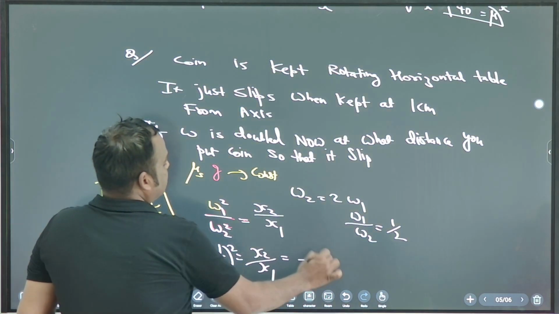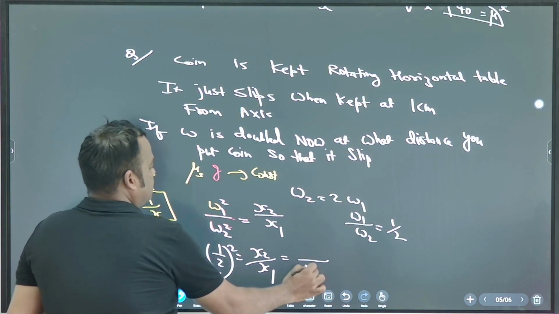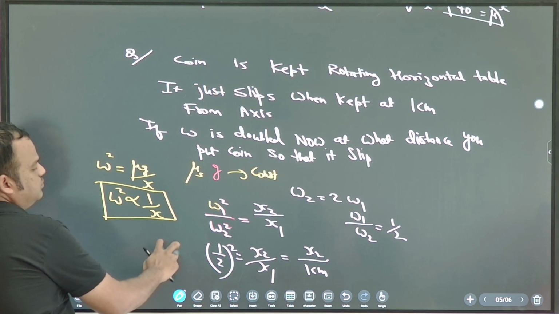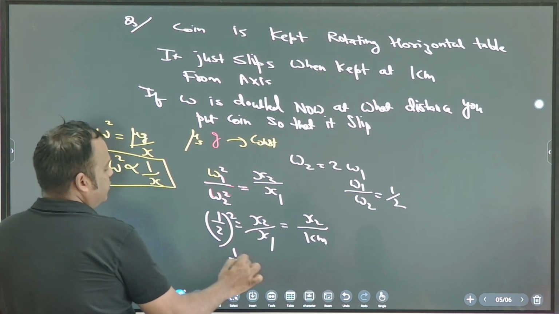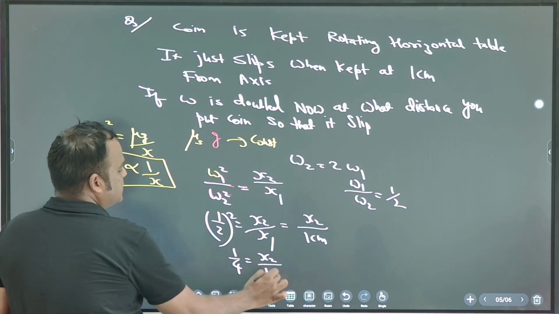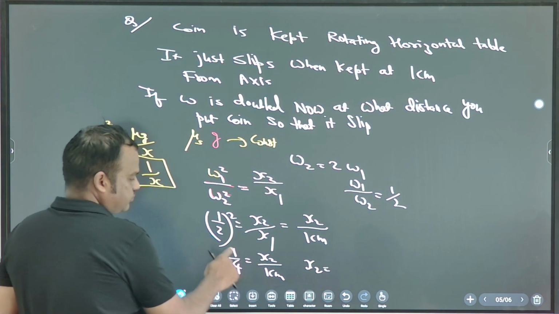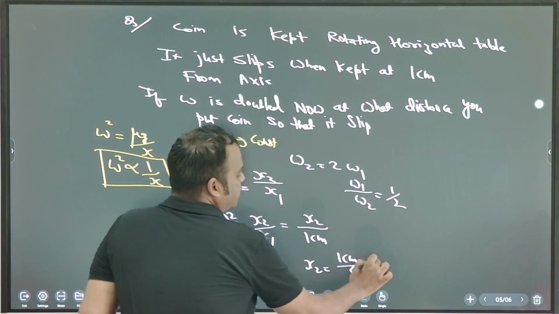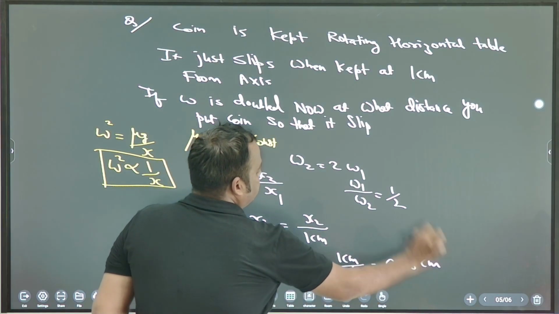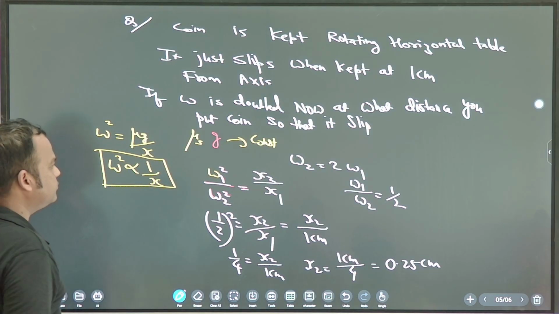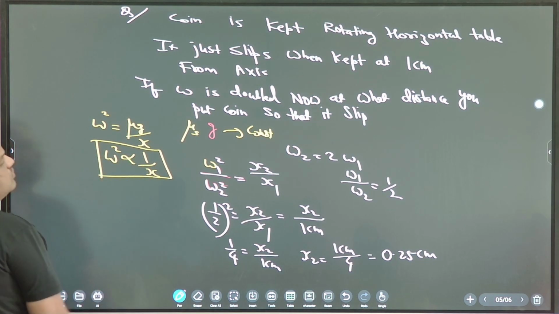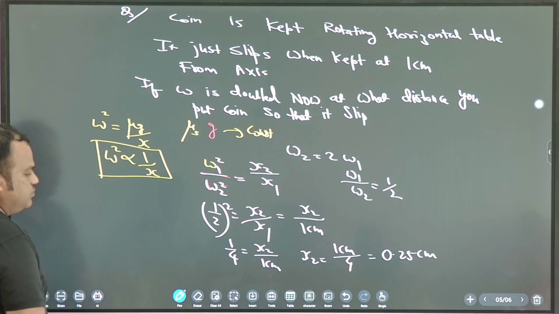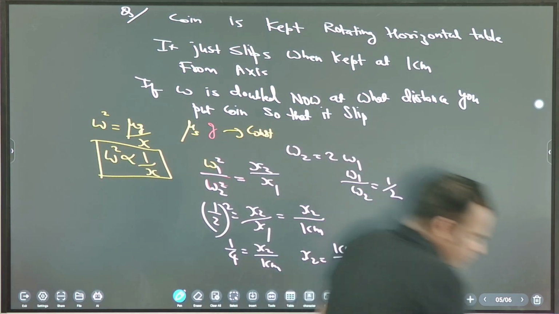Understood? So what is x1? 1 centimeter. So what is x2? Calculate. 1 by 4 is equal to x2 by 1 centimeter. So what is x2? 1 centimeter by 4. So how much? 0.25 centimeter. Okay, clear? Note down.